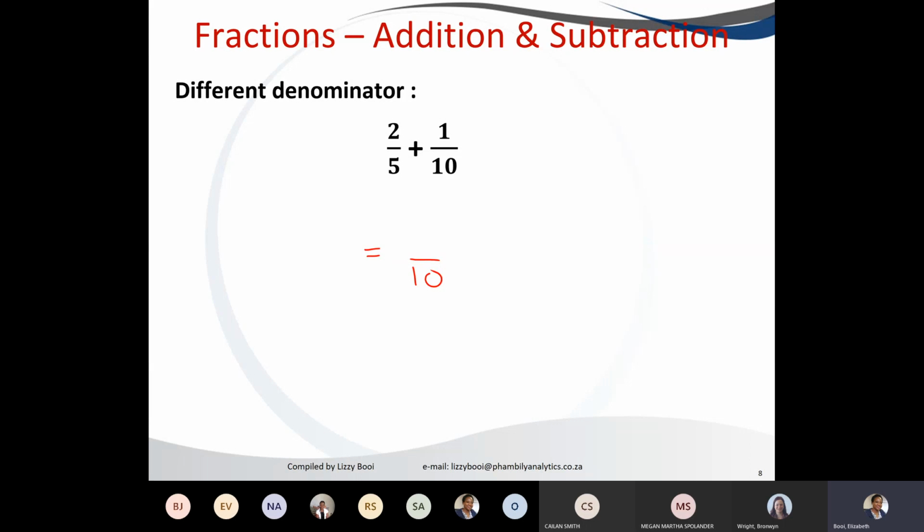So then how do I solve this? To solve this fraction, it's easy. All we say is 5 goes how many times into 10? We say it goes 2 times, and we're going to multiply by the value that is on the top. So we're going to say multiply by 2.